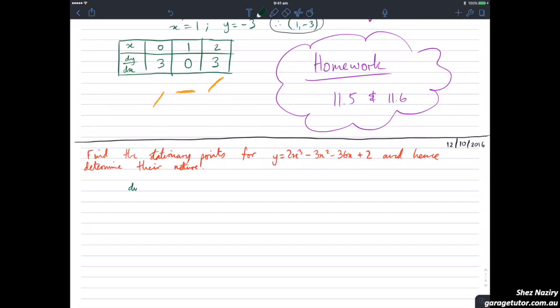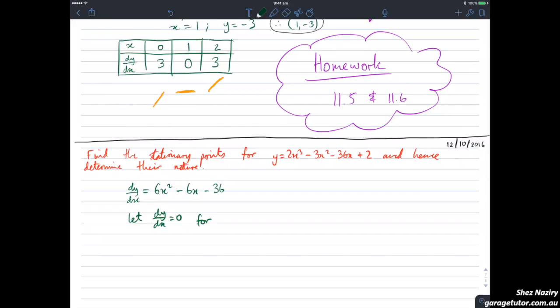Okay. So who wants to help me? So let's differentiate this now. So dy/dx is equal to 6x squared minus 6x minus 36. Okay, so nice simple differentiation. Now, what is the rule for stationary points, guys? What must I do? Very good. And what must I write?